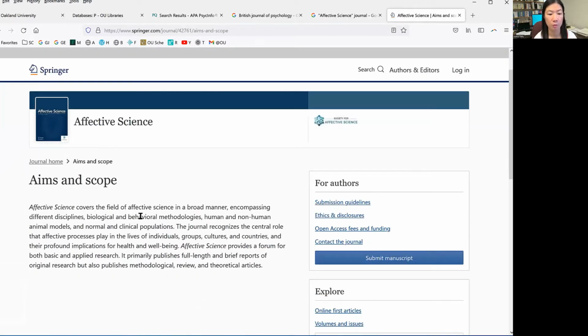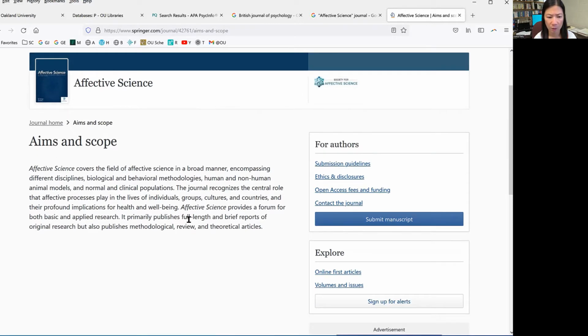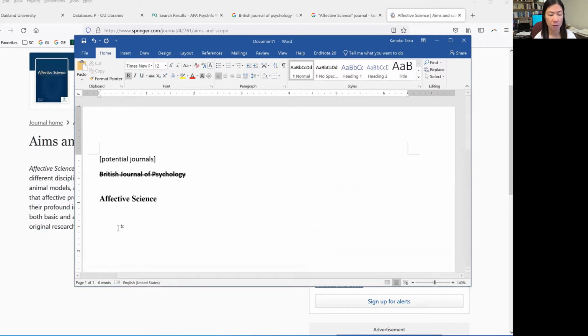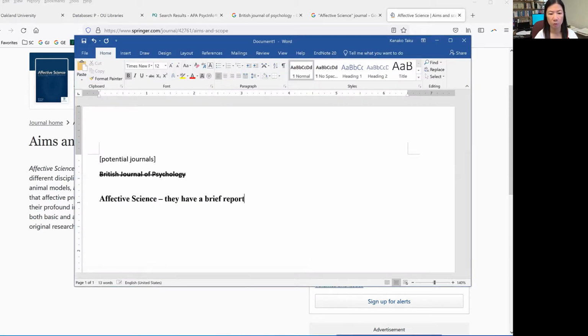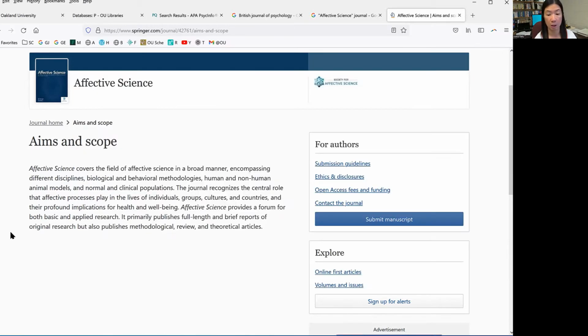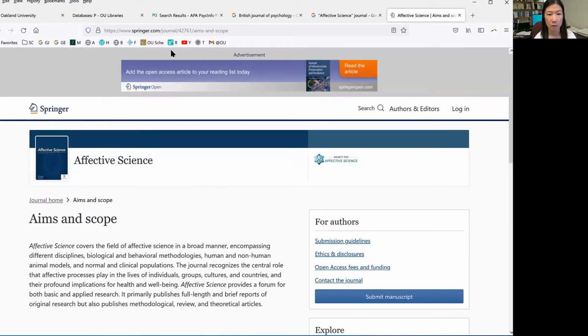Affective Science covers the field of affective science in a broad manner. Different disciplines, biological, behavioral methodologies. I'm not interested. My data does not involve anything about biological methodologies or even behavioral methodologies. Normal clinical population. What does it mean? Like pretty much anything? Affective Science provides a forum for basic and applied research. Published full-length articles and then brief reports. I'm glad that they have brief reports though. Maybe I should keep it? Not sure. Affective Science, maybe, because they have brief reports. Because I would like to have a brief report, maybe Affective Science.